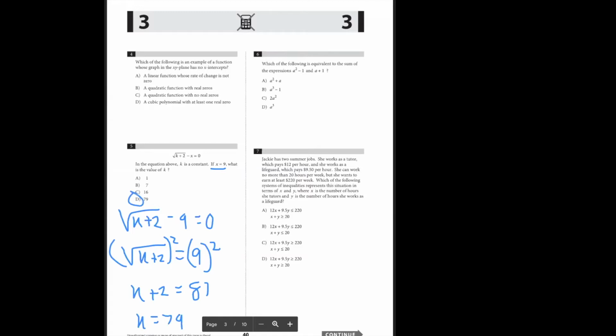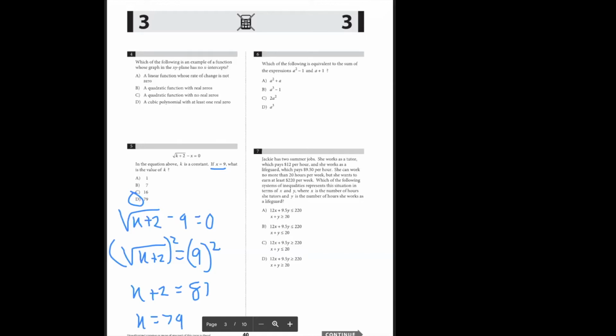And then let's look at number 7. It says Jackie has 2 summer jobs. This is a system of equations, kind of. System of inequalities, to be more specific. The reason why I'm doing this is just so you guys know how to set it up. I don't think you have to solve anything for this, but just so we can get a review of setting things up.